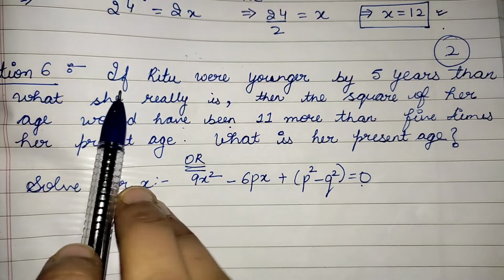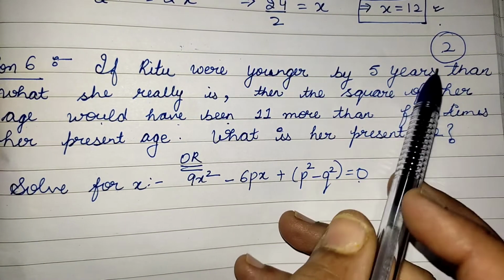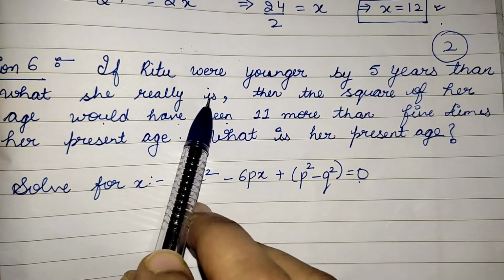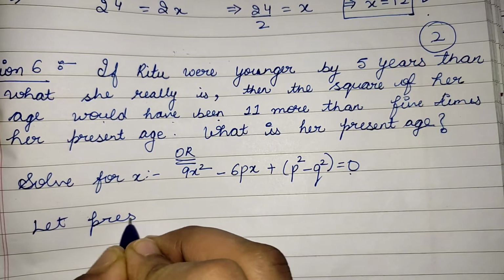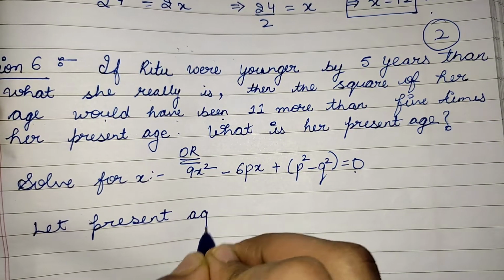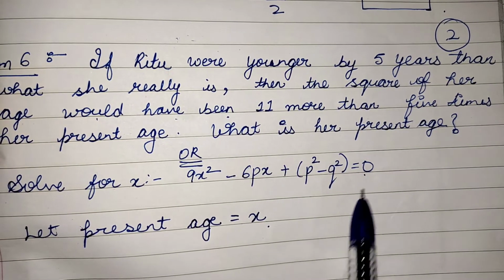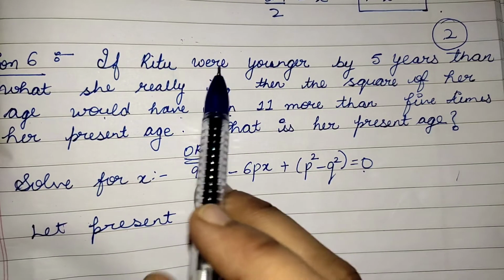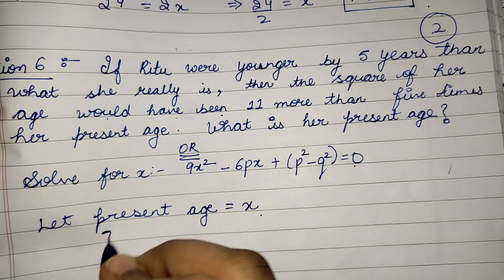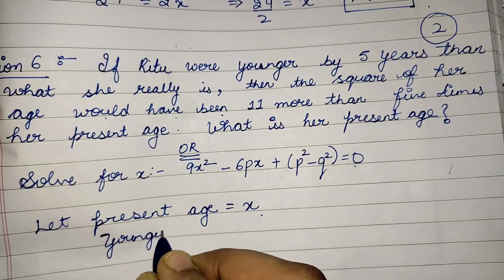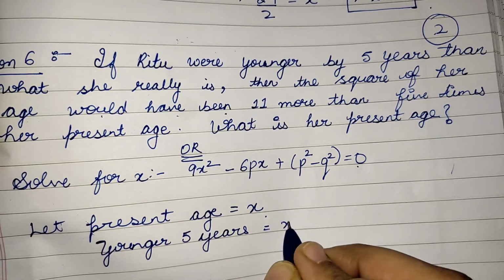Now moving to question number 6, it says that if Ritu were younger by 5 years, then what she really is. Let us imagine her present age is x. In such types of questions, you have to first imagine the present age, only then you can find out the remaining values which are given in the statement. So what does the statement say? If Ritu were younger by 5 years, then what she really is. Younger by 5 years means her age 5 years ago.